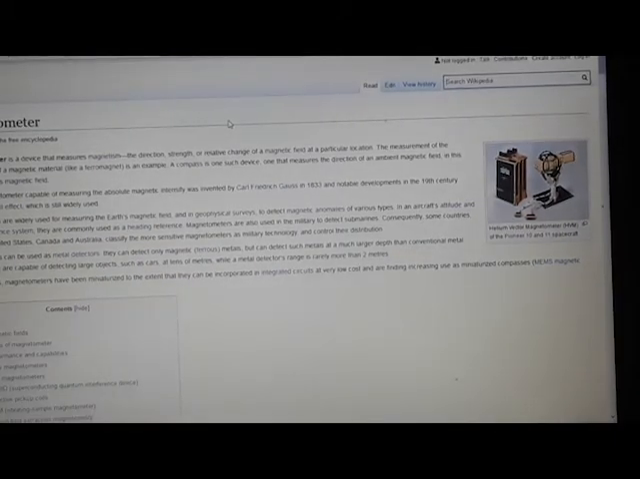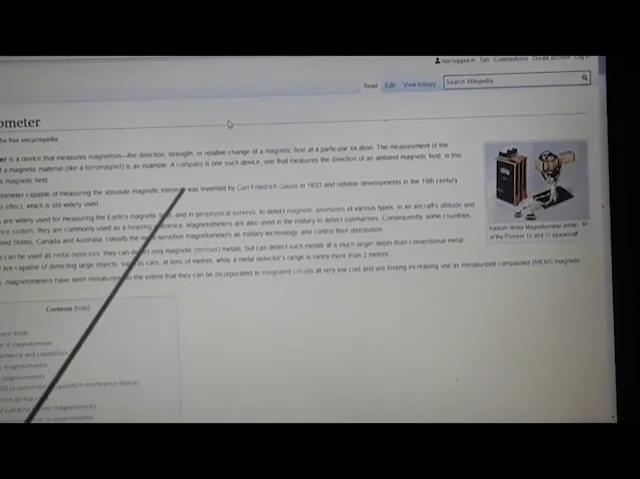Now, the magnetometer, I don't want to get too much into this because it's a whole other thing, and it's really a Patreon thing. It's advanced. But part of the lesson is what the magnetometer is. I'll just read it real quick. The magnetometer is a device that measures magnetism, the direction, strength and relative change of a magnetic field at a particular location. The measurement of the magnetization of Earth's material, like a ferromagnet, is an example. A compass is one such device, one that measures the direction of an ambient magnetic field, in this case Earth's magnetic field.